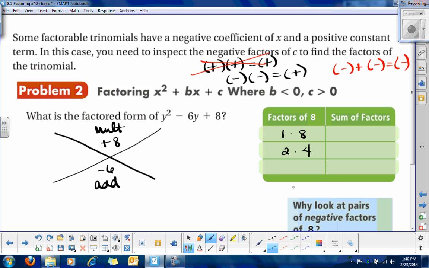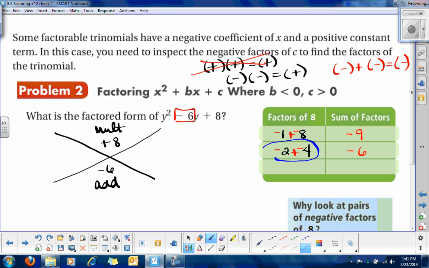Now, we want both of them to be negative because of what we previously discussed. So if they're both negative, and now we want to add, what will we get when we add them? So here we're going to get negative 1 plus negative 8, that's negative 9. Negative 2 plus negative 4, that's negative 6. That's the one we want, negative 6.